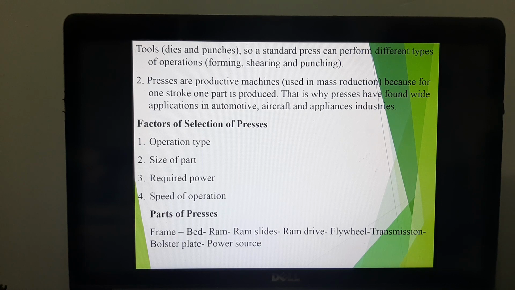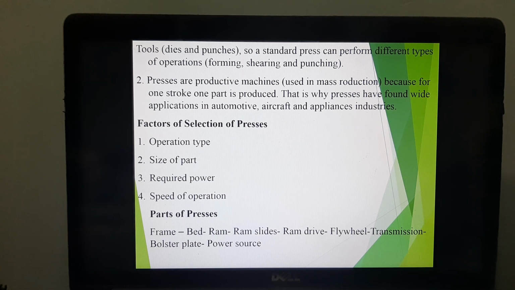What are the factors involved in the selection of presses? I will explain all these factors later, but just as an introduction, there are 4 factors. When you select a press, number 1, you need to know the operation type. What are you going to use this press for? Are you using it for drawing, bending, extruding, or blanking?